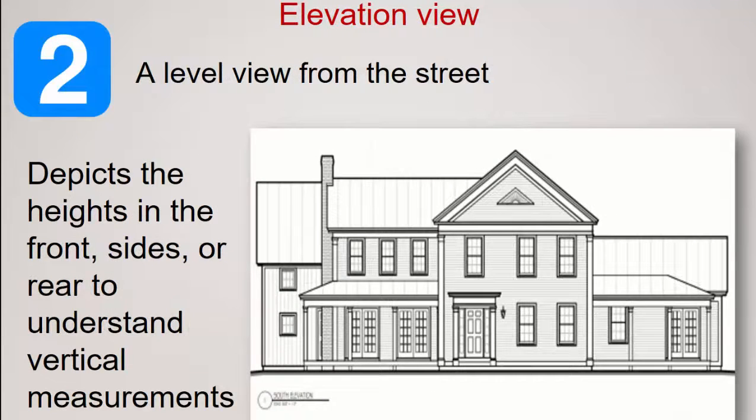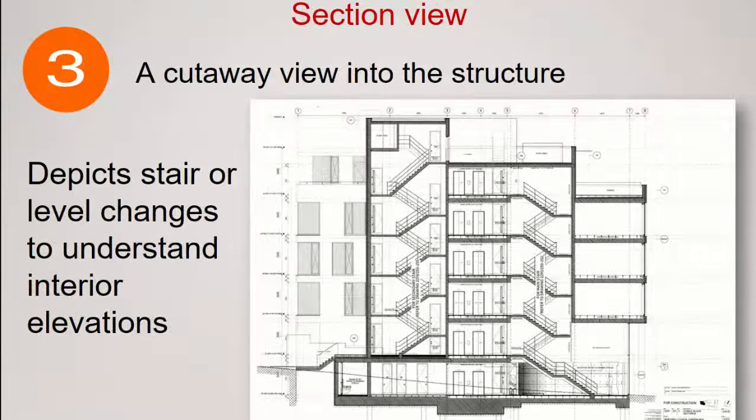The elevation view is a view typically done from the street or some other location on the lot. It would depict the height in the front, the sides, and the rear to understand the vertical measurements and some of the structure of how the building will look. A section view is a cutaway view into the structure. So in this case, imagine a big machete knife that would cut right through the center or portion of the house or structure, and you split it open. What do you see? In this case, they cut that building right through the staircase.